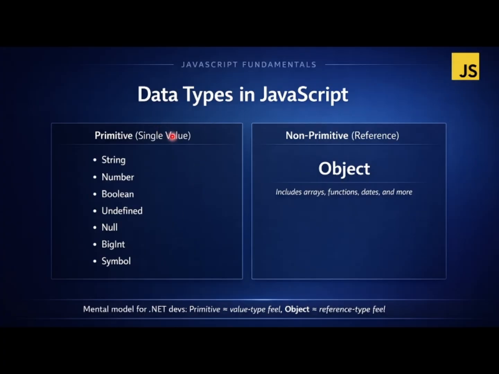Basically, there are two types of data types in JavaScript. One is primitive and the other is non-primitive. Let's understand each of the primitive types here, and then we'll come to the non-primitive ones. Both of them are very important, and we will be using them in our day-to-day web development journey.